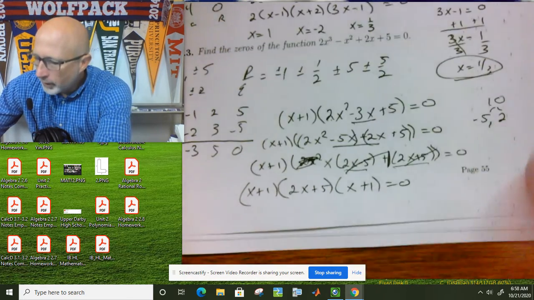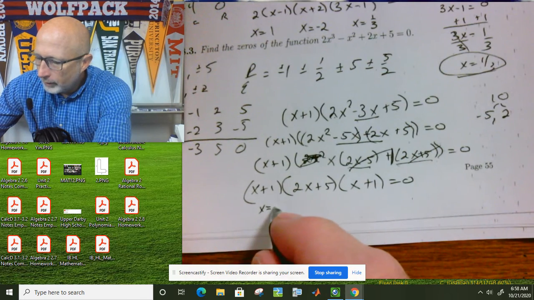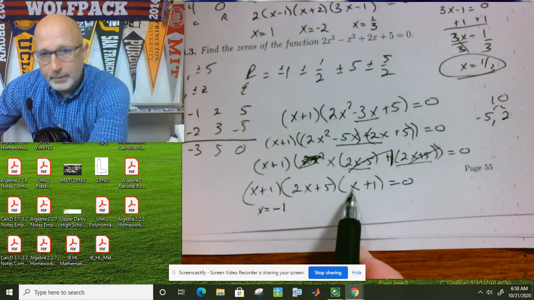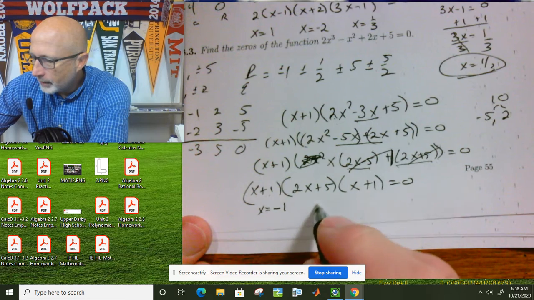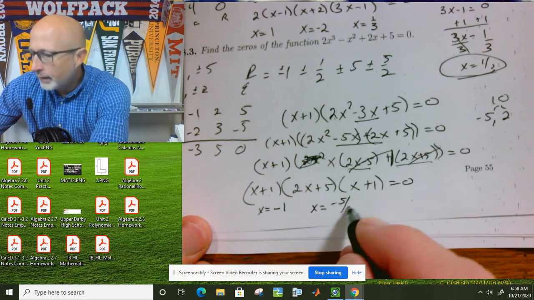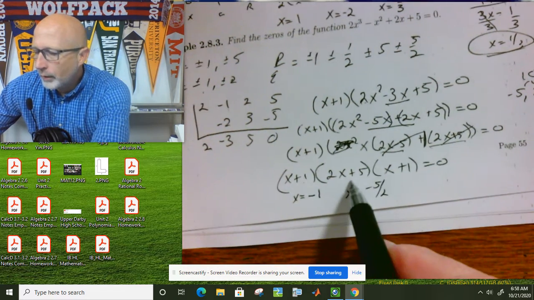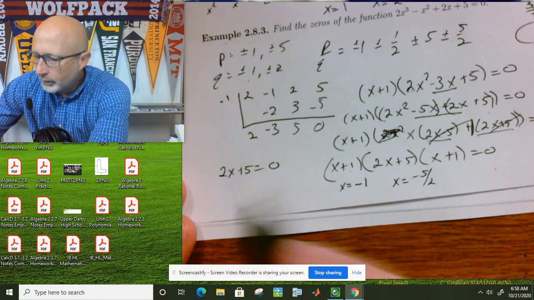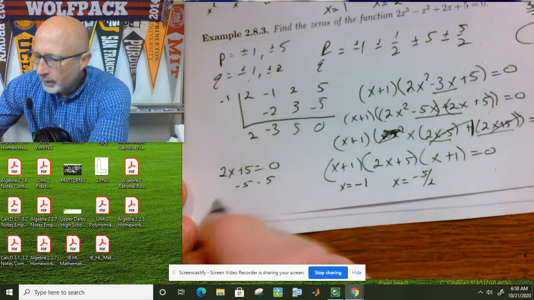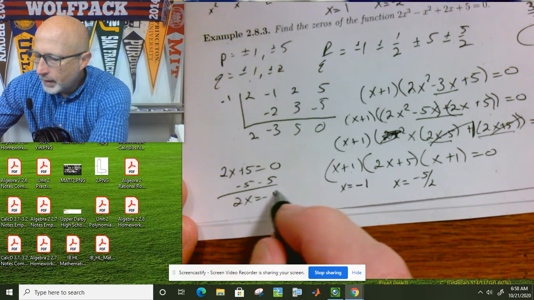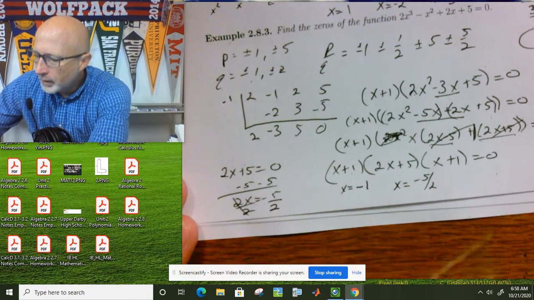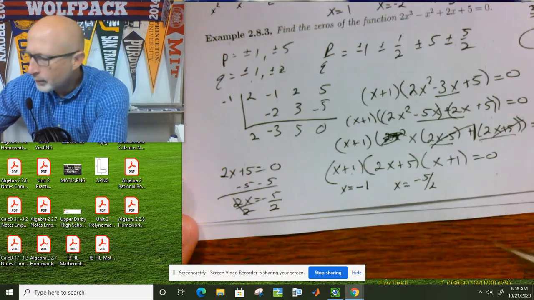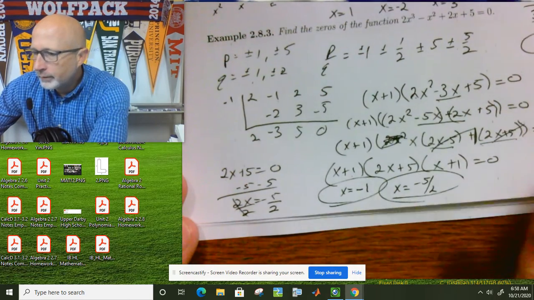So my zeros are x is equal to negative 1. There's 1 there and there. And then this one's going to give me x is equal to negative 5 halves. Why would it be that? Once again, you set equals 0 and solve. So you have 2x equal to negative 5, divide by 2, divide by 2, x is equal to negative 5 halves. And those are my zeros.